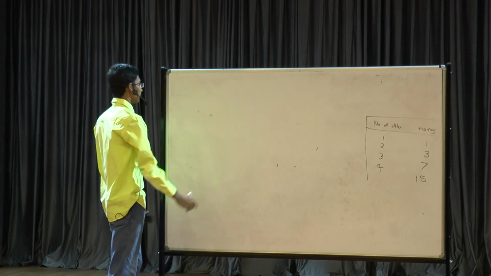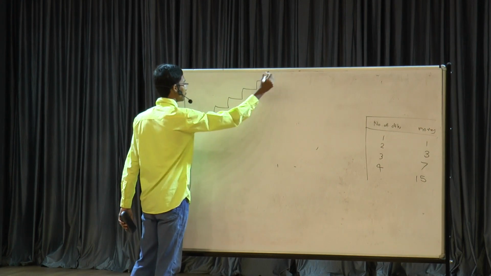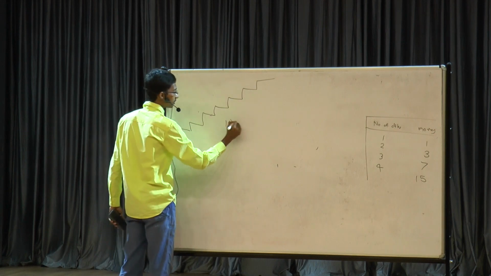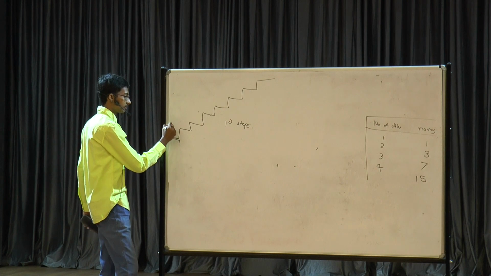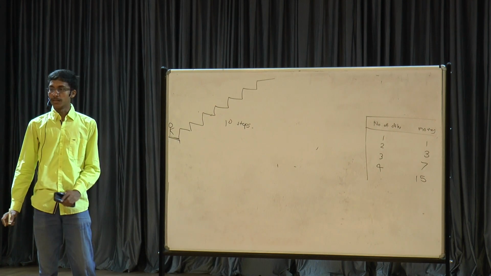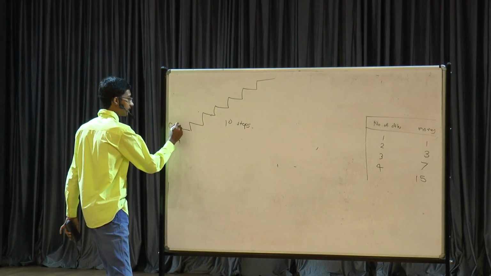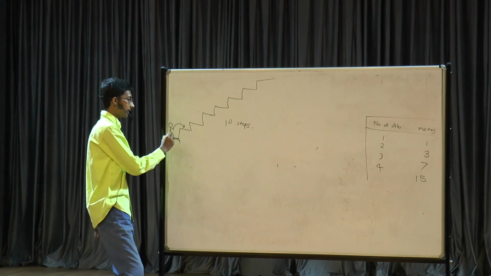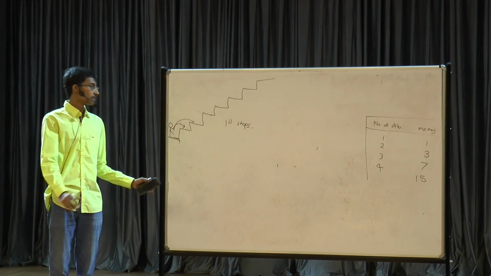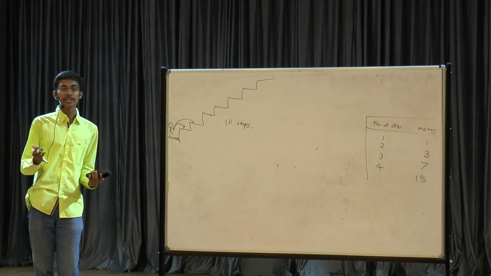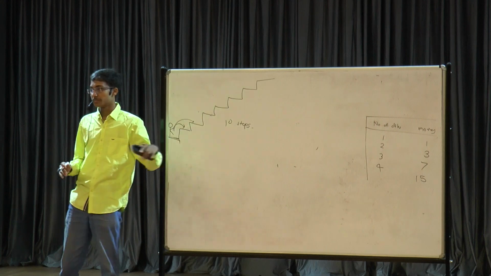Right. So now I have a staircase with say 10 steps. Okay. I'll start here. Seeing how long my legs are, I can go either 1 step at a time or I can go 2 steps at a time. I can't go 3. I want to calculate in how many ways I can go from the bottom step to the 10th step.